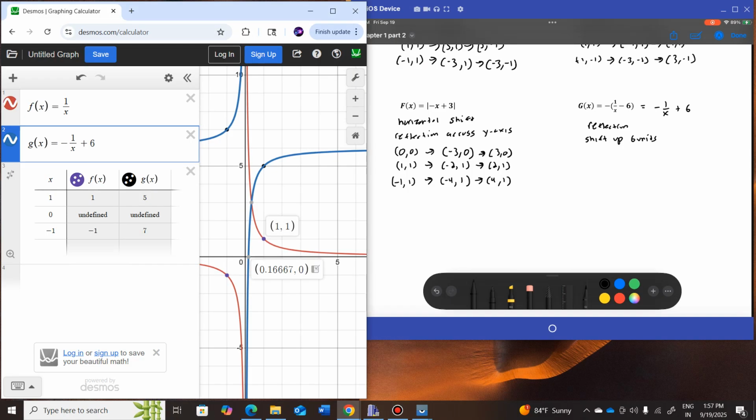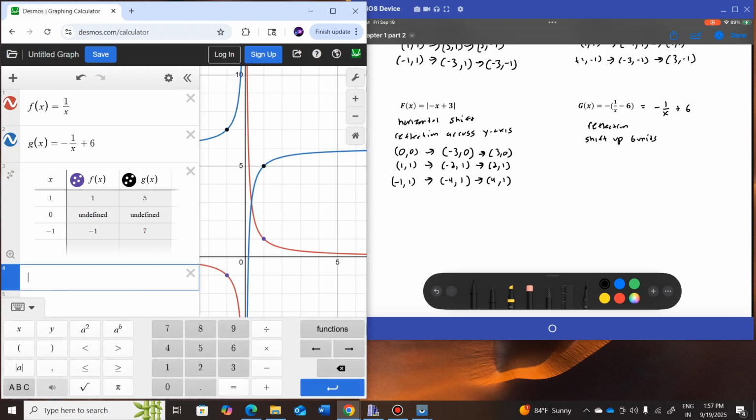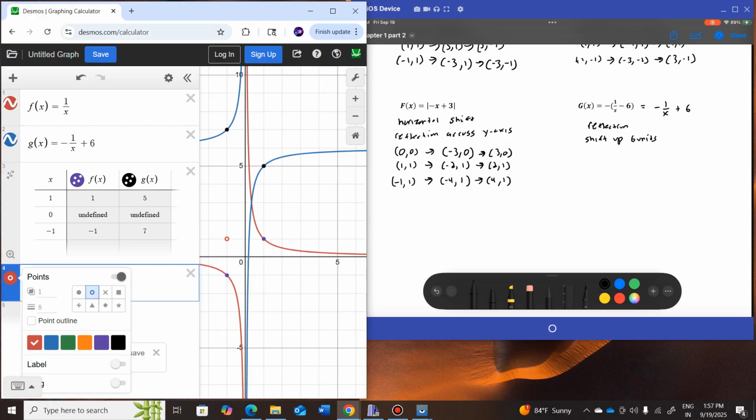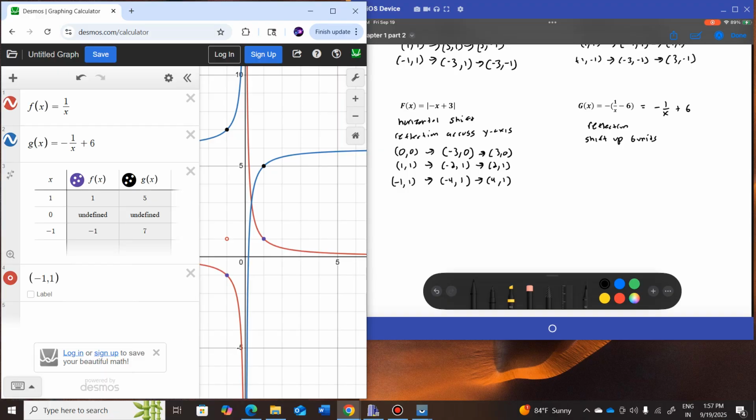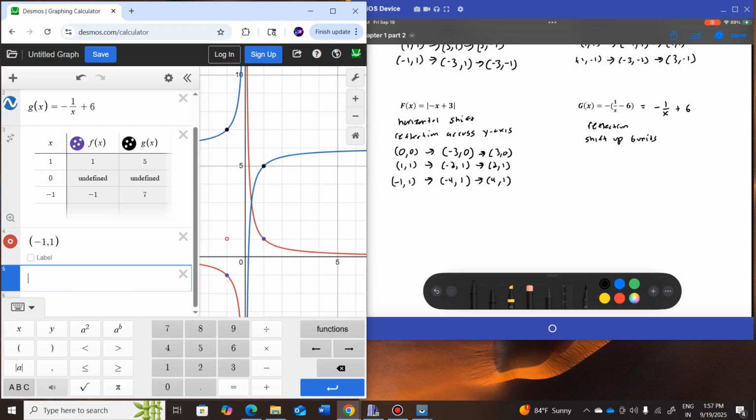There we go. 1, 1, put an intermediate point here, gets reflected to negative 1, 1. That's your intermediate point. And then that point is shifted up 6. 1, 2, 3, 4, 5, 6. Okay. Negative 1, negative 1.